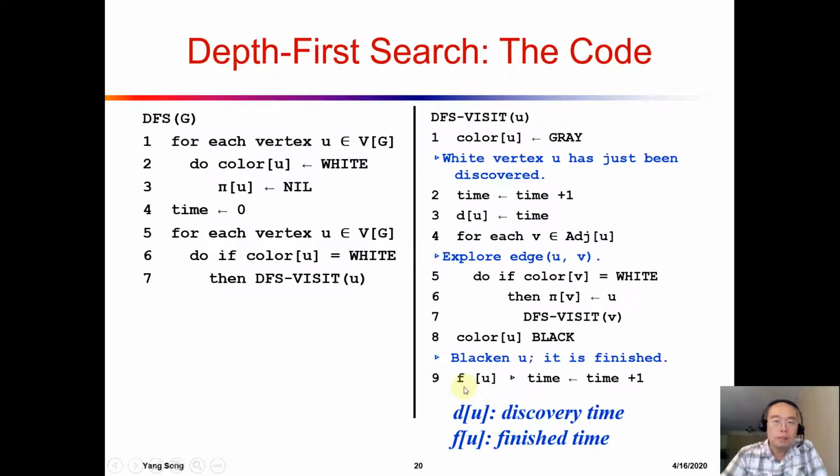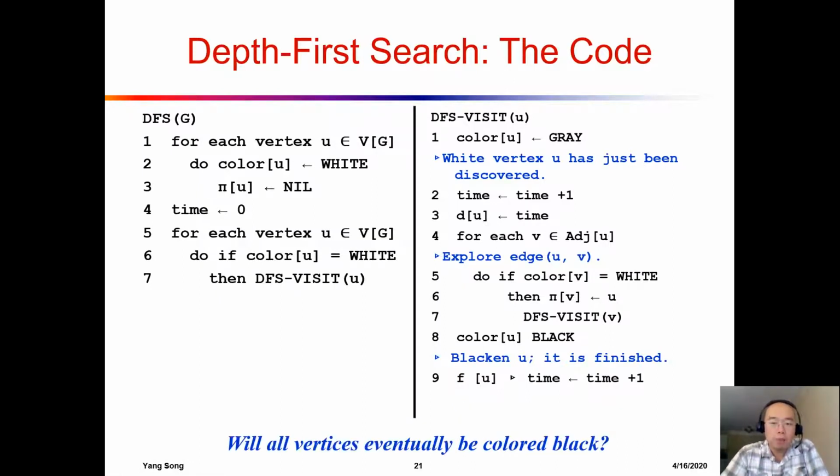Well, the algorithm itself might be a little bit dry, and before we move on and see the examples, I have to spend some time to discuss some of the details. So the number one question: will all vertices eventually be colored black? Okay, you have to think about this. There are two iterations where we are trying to find all the white nodes. The first iteration is here.